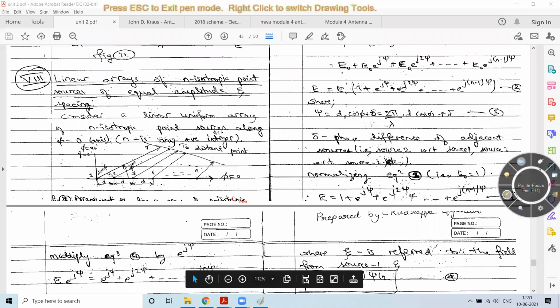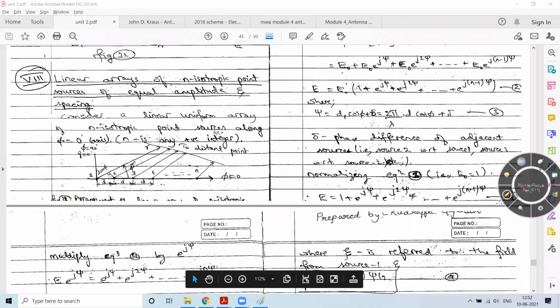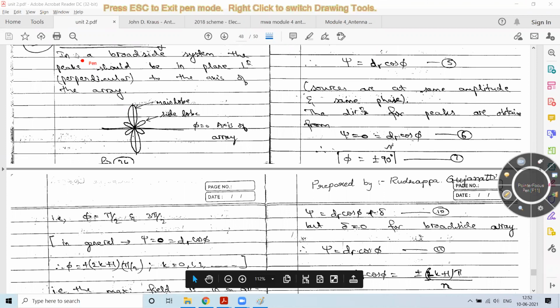But in case of endfire array, what happens is if the n isotropic point sources are placed along phi equal to 0 degrees axis, and if I obtain a field pattern in which along phi equal to 0 and phi equal to 180 degrees I get a maximum, a peak or a main lobe, that is, major lobes are present along phi equal to 0 degrees and phi equal to 180 degrees, then I term the array arrangement as the endfire array.